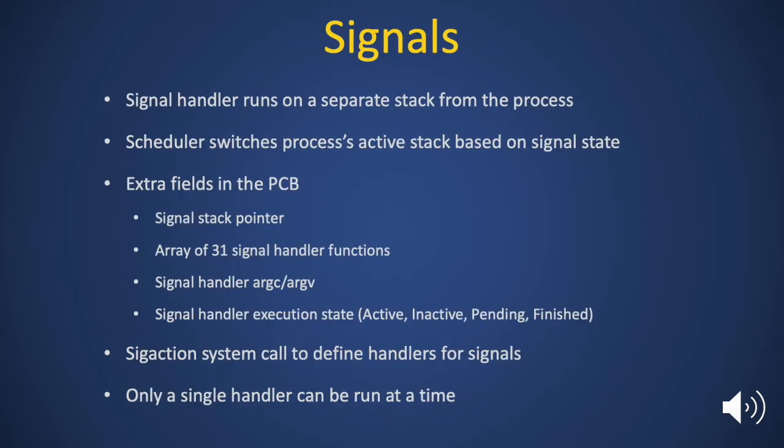The other special feature is Unix-style signals, in which a signal handling function is tied to a signal number. The signal handler runs on a separate stack from the process, and it's the responsibility of the scheduler to switch which stack in the process is active. To implement this, there are some extra fields in the PCB: the signal stack pointer, the array of signal handling functions, the arguments to the signal handler, and the signal handler execution state. At any one time, the signal can be active, inactive, pending, or finished.